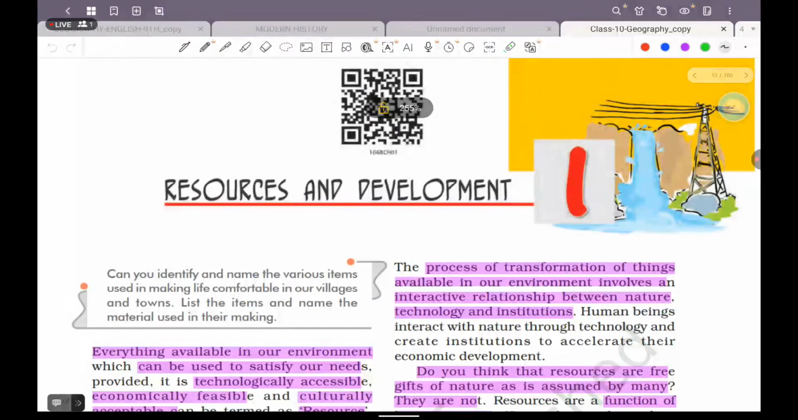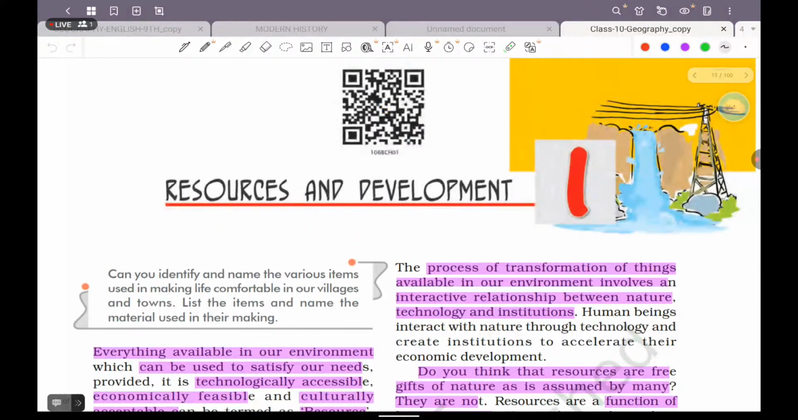So here, Resources and Development is the chapter's name. In this chapter we'll see what the word resources means.